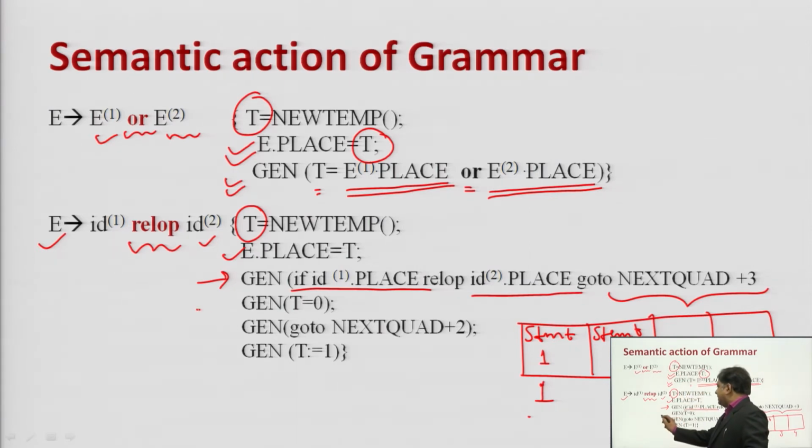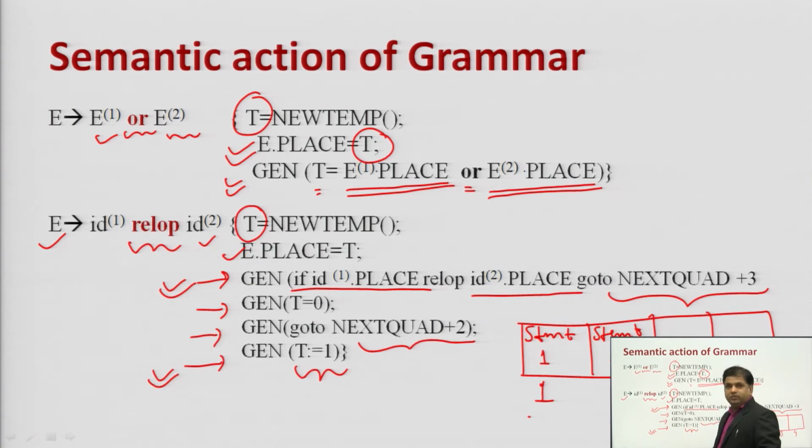So, next statement, generate t equals 0, next statement go to next quad plus 2 and then generate t equals 1. So, what is it actually signifying? It is signifying that t equals 0 means when this statement is false and t equals 1 means when this statement is true, right. If this statement is true, then go to next quad plus 3. Next quad plus 3 means we have to move here. Let us see with the help of an example.